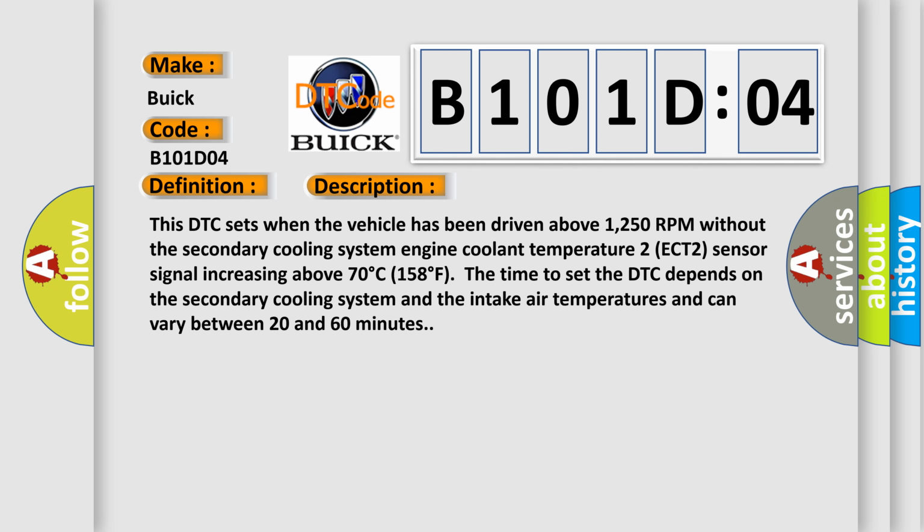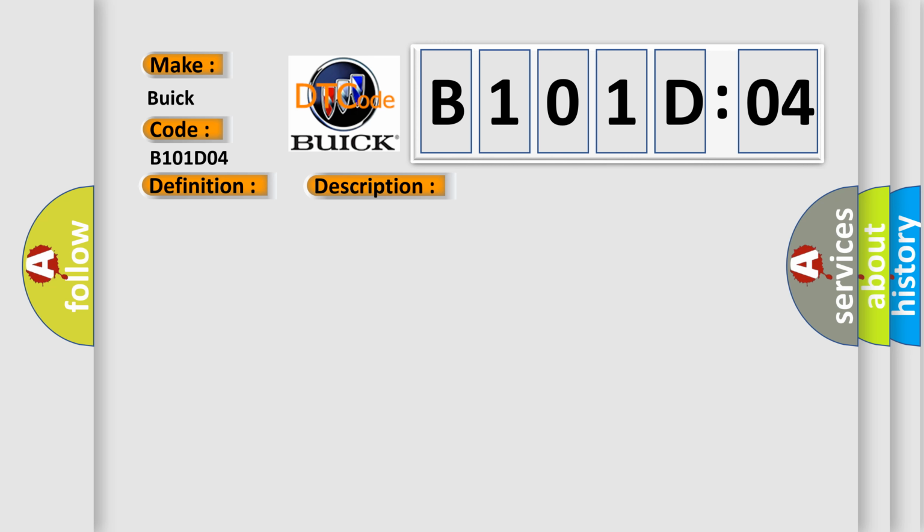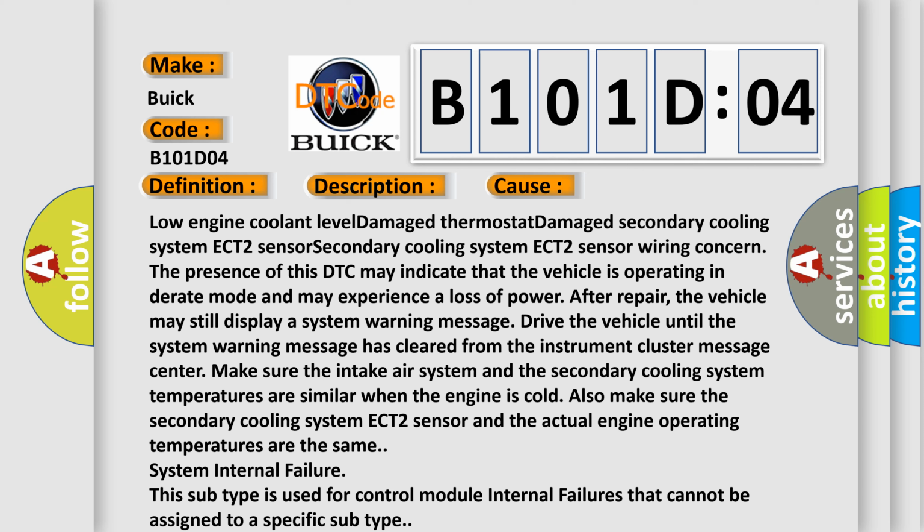The time to set the DTC depends on the secondary cooling system and the intake air temperatures and can vary between 20 and 60 minutes. This diagnostic error occurs most often in these cases: low engine coolant level, thermostat damage, secondary cooling system ECT2 sensor damage, secondary cooling system ECT2 sensor wiring concern. The presence of this DTC may indicate that the vehicle is operating in derate mode and may experience a loss of power.